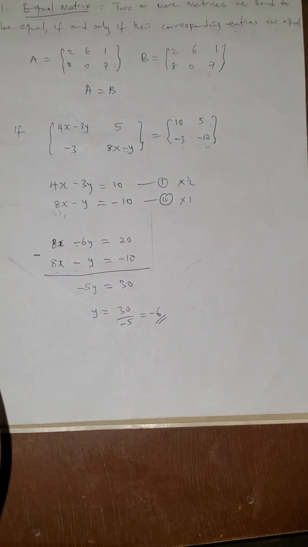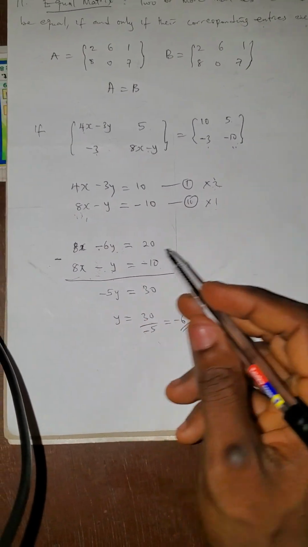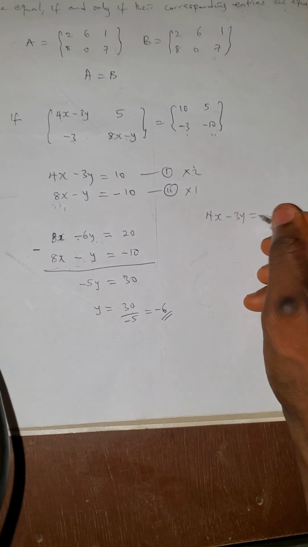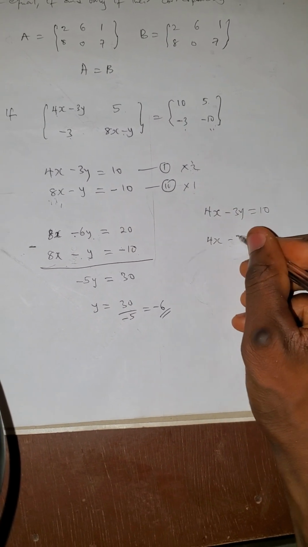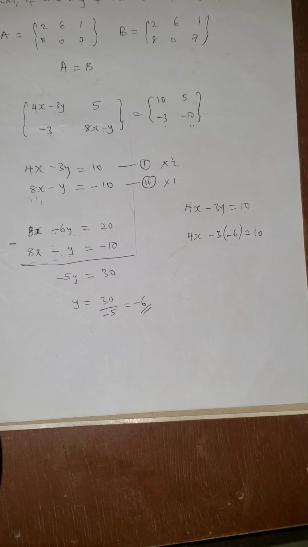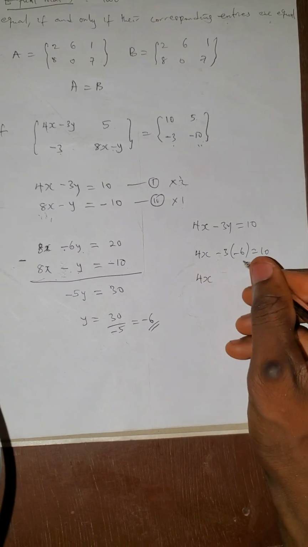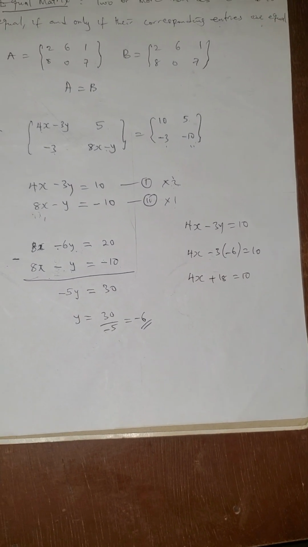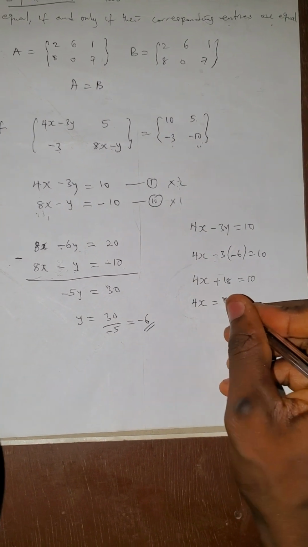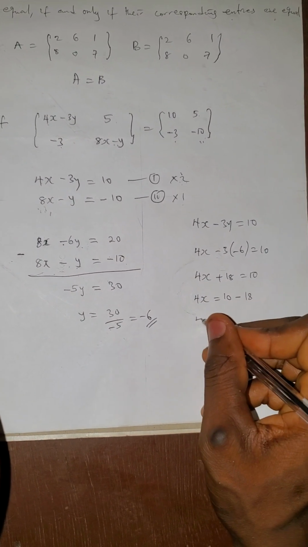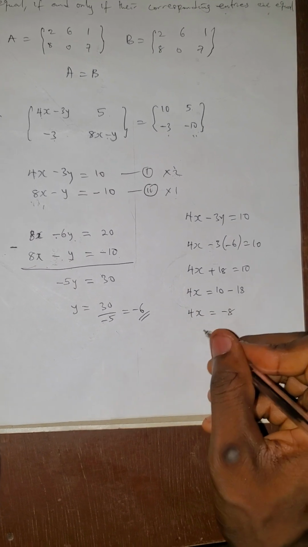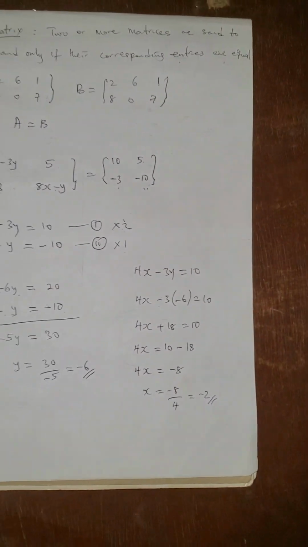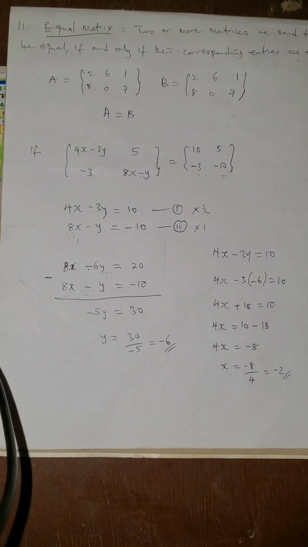Now if y is minus 6, what is x? We can insert it in any of these equations. Let's use equation 1, which is 4x minus 3y is equal to 10. So 4x minus 3 into bracket minus 6 is equal to 10. So 4x plus 18 is equal to 10. Then 4x is equal to 10 minus 18, so 4x is minus 8. So x will be minus 8 over 4, that's minus 2. So x is minus 2, and y is minus 6.